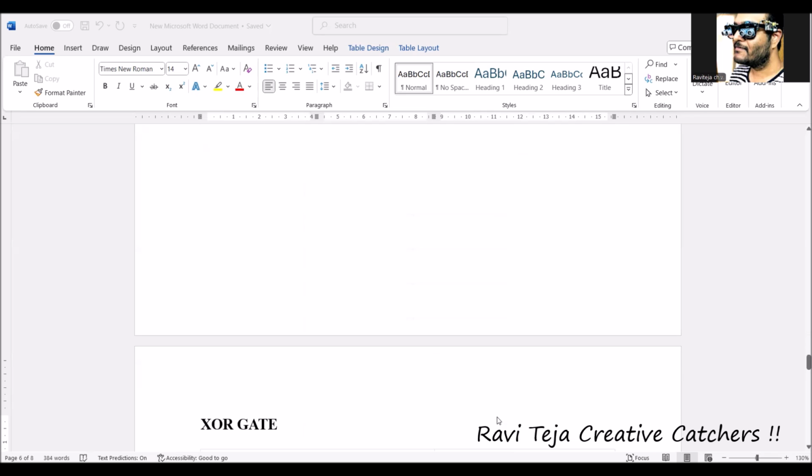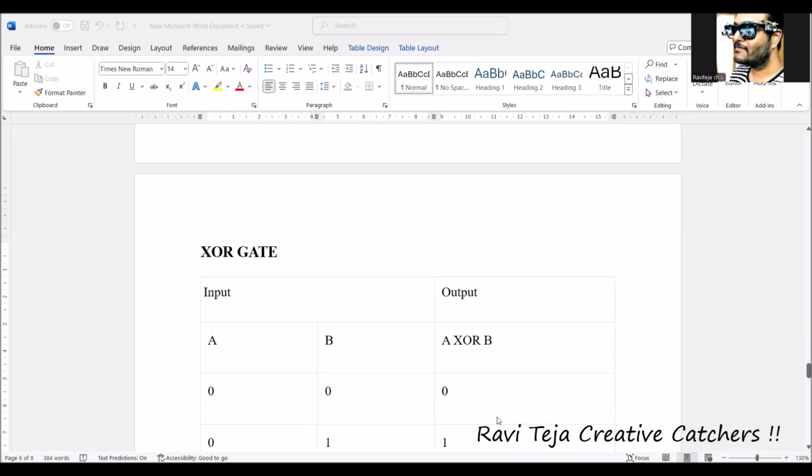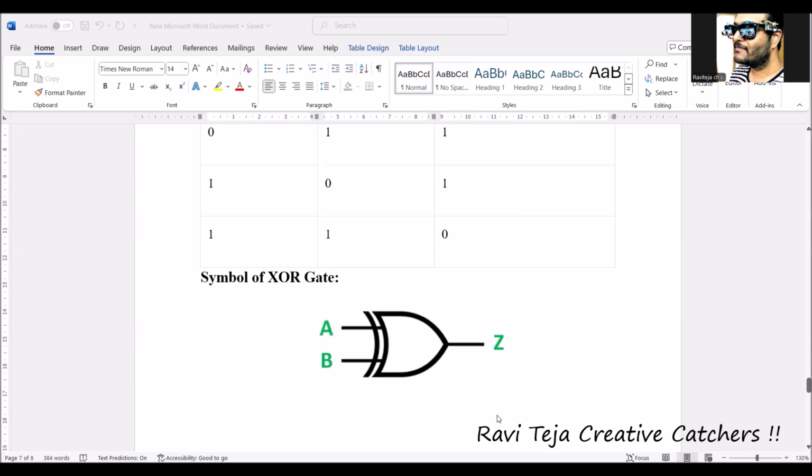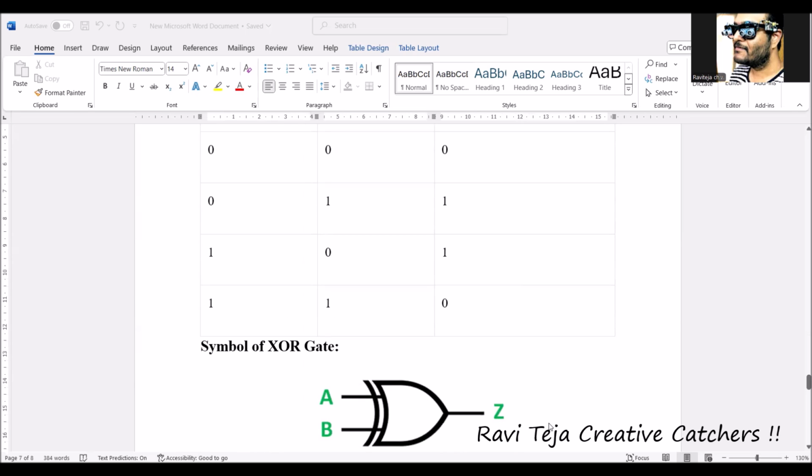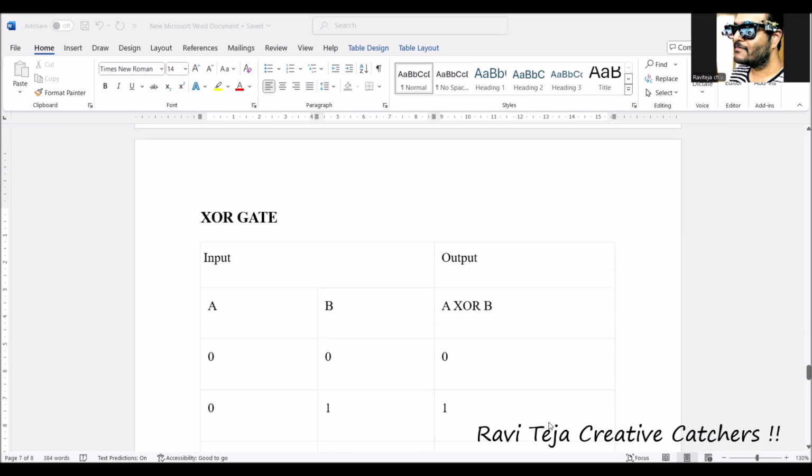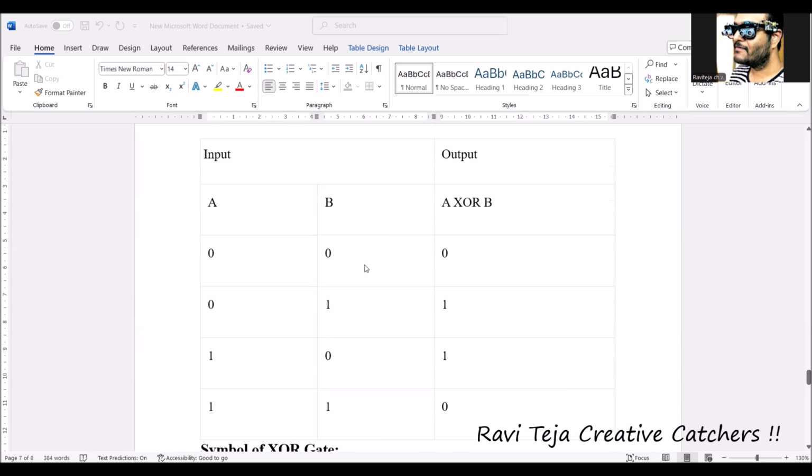Let's see the remaining two logic gates, that is XOR and XNOR gates. This is the XOR gate, where you have two inputs and again one output. The truth table of this XOR gate is: for 0 0, the XOR operation will be 0. For 0 1, the XOR operation will be 1. For 1 0, the XOR operation will be 1. And for 1 1, the XOR operation will be 0.